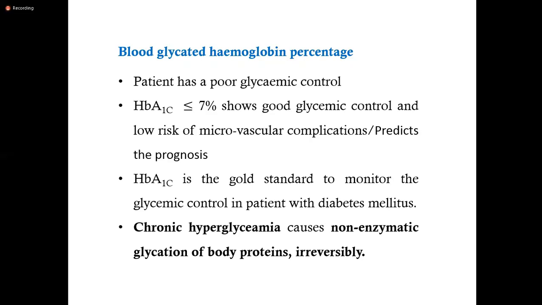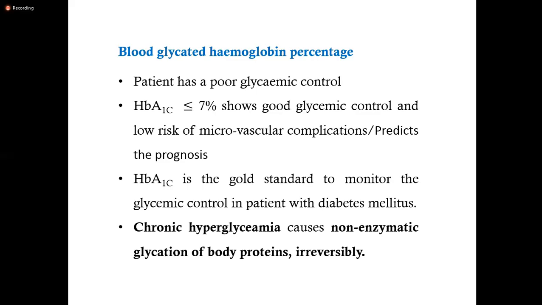Say, if you just want to find out the glycemic level of the patient just at this moment, you may do random blood glucose level. But if you want to find out the glycemic control for a relatively longer period, maybe less than 3 months, the gold standard is to do the HbA1c percentage in blood.